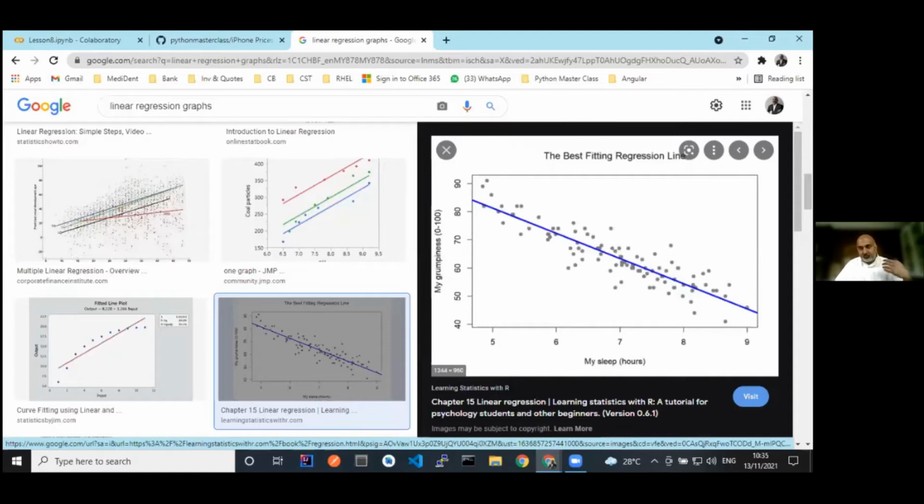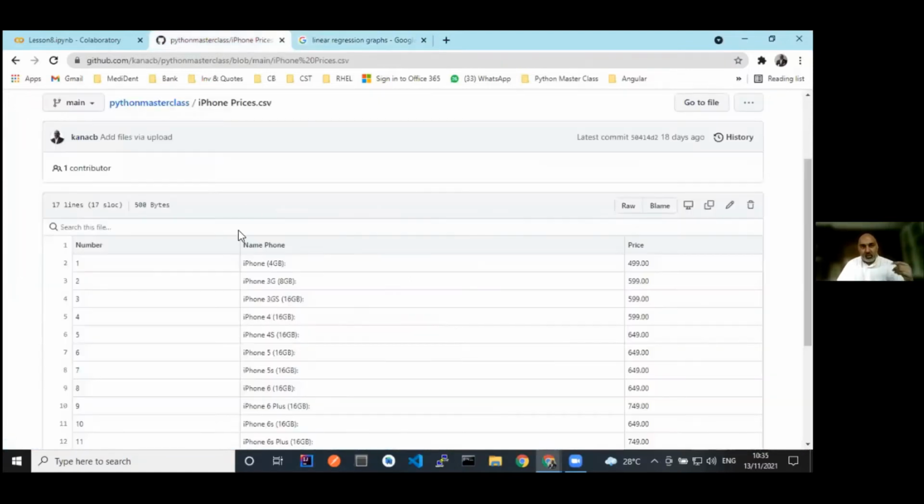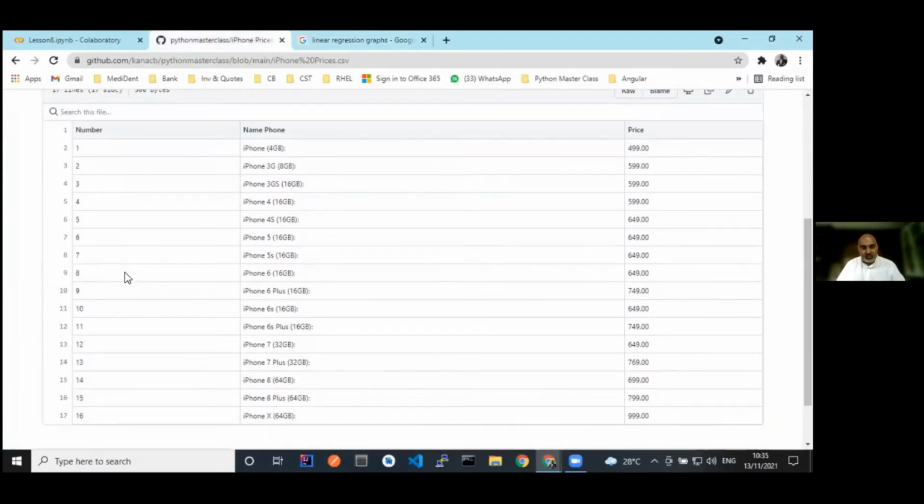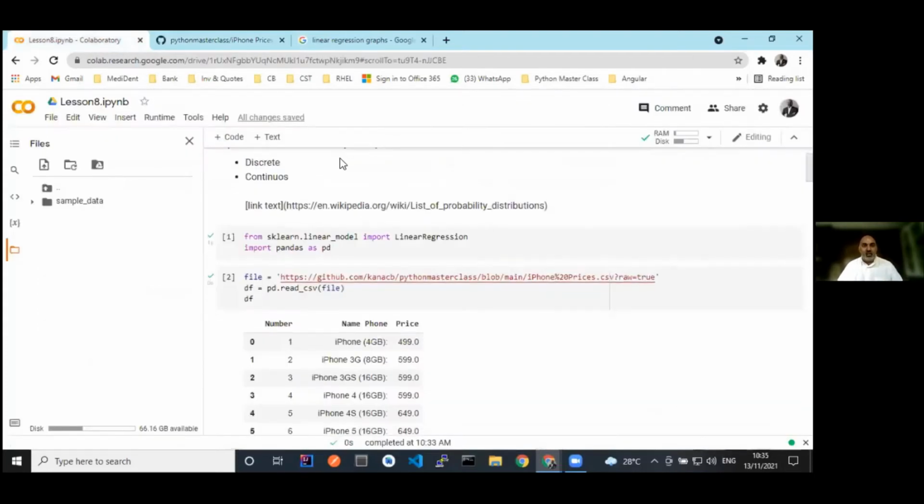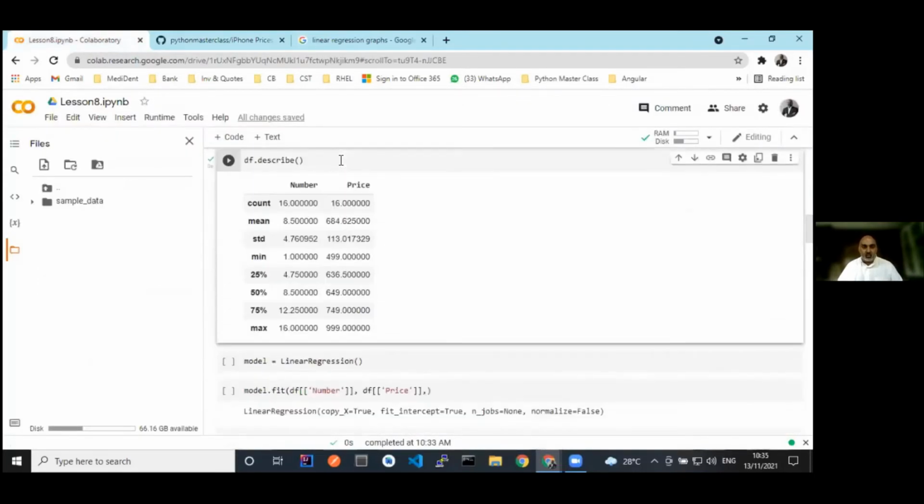Now we're going to talk about iPhone prices and see whether there is a downward slope or an upward slope. I know you already know that it's an upward slope, but how much does it change for each new phone? All right, so let's try to run the code.